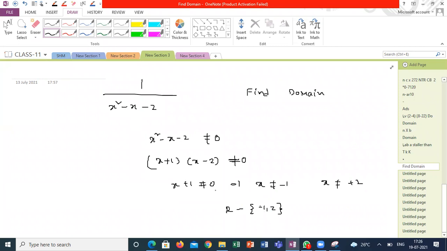Except these two values, all the rest of the elements can be substituted in this equation. Why except these two values? If your denominator is a quadratic equation, except the roots of the quadratic equation, all remaining values are possible for its domain. Is it clear, guys? That is the default for a quadratic equation when it is coming in the denominator. So this is how we discuss it when some expression is coming in the denominator.